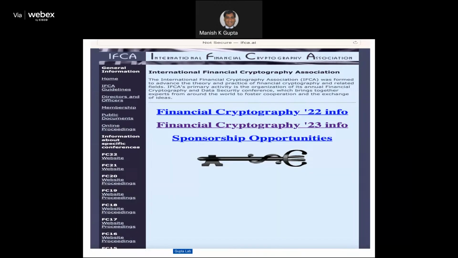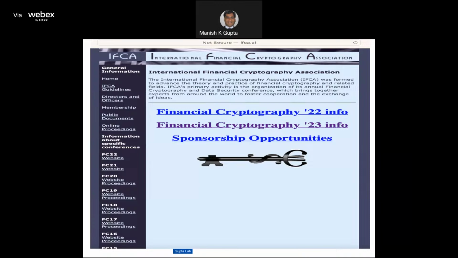Again, there is an International Financial Cryptography Association. You can become a member here also if you're really excited about financial cryptography. First of all, if you are interested in cryptography, you should become a member of the International Association for Cryptologic Research. And if you are more interested, then you can join this financial cryptography conference. I think there are some interesting things there. I think one submission deadline is around 12th of June.